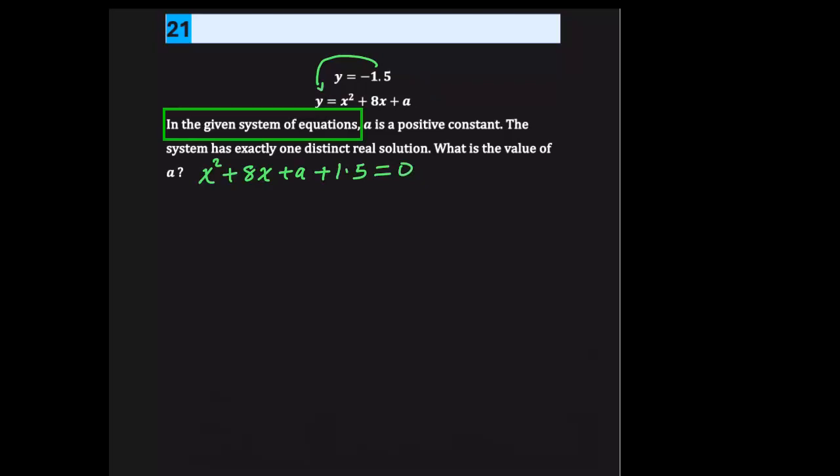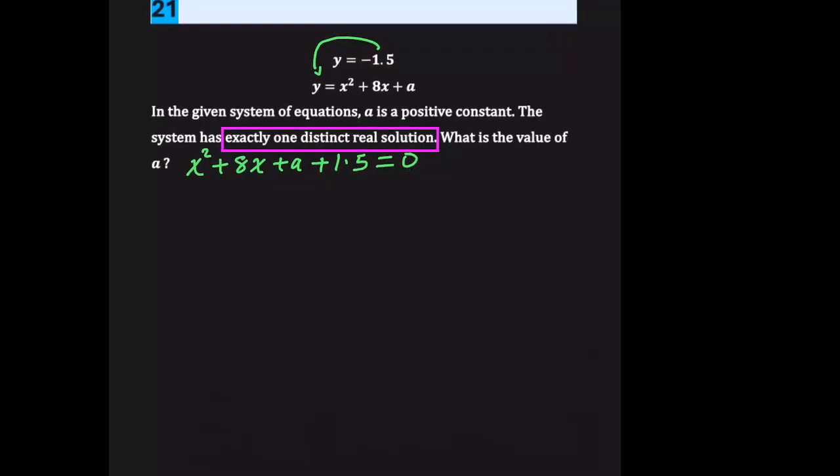In the given system of equations, a is a positive constant. The system has exactly one distinct real solution. What is the value of a? This phrase, exactly one distinct real solution, relates to what's called the discriminant. The discriminant is the expression b squared minus 4ac.